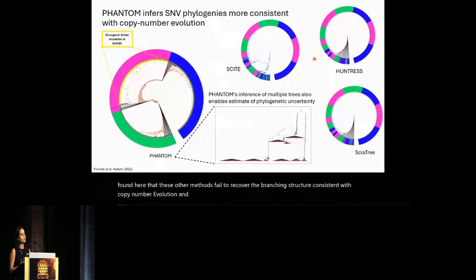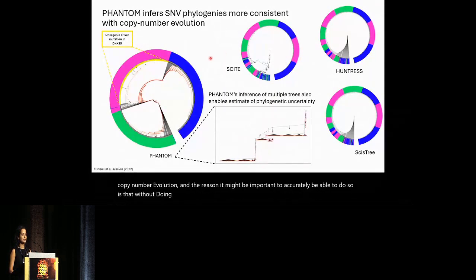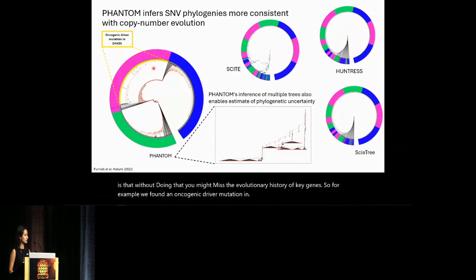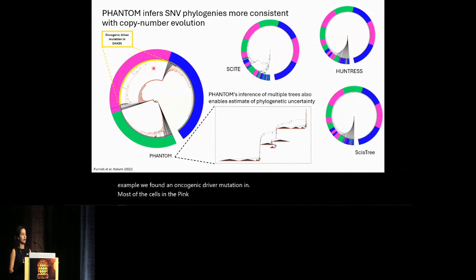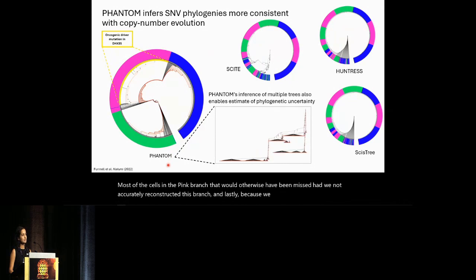And the reason it might be important to accurately be able to do so is that without doing that, you might miss the evolutionary history of key genes. So for example, we found an oncogenic driver mutation in most of the cells in the pink branch that would otherwise have been missed had we not accurately reconstructed this branch. And lastly, because we construct multiple trees when we run Phantom, we can estimate the confidence we have in each edge of our inference.